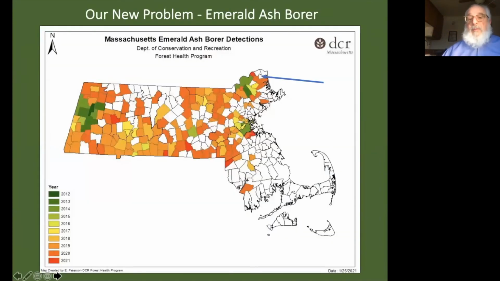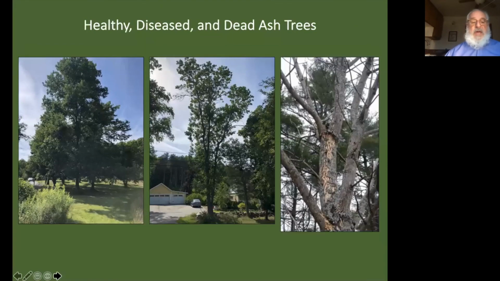Our new problem is the emerald ash borer. And this is nothing but a bad story. You can see that even though we are in the white, meaning that we don't have as heavy an infestation, we are surrounded by what look like fairly heavily infested areas, and we certainly have emerald ash borer damage that is ever increasing. Here's a healthy ash tree on the left. Here's a diseased tree in the middle.